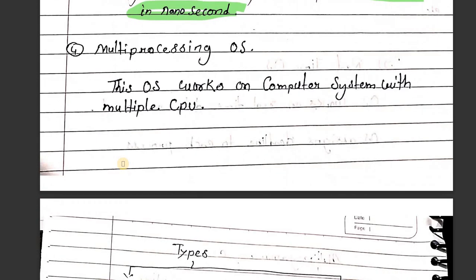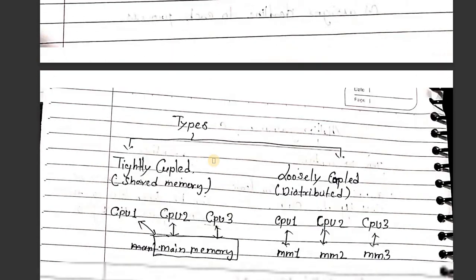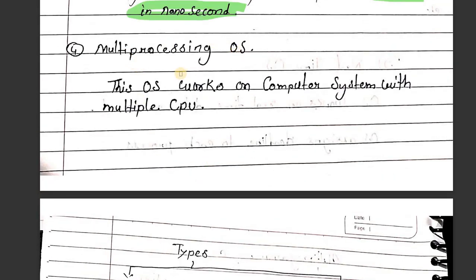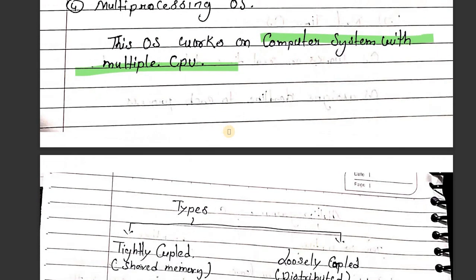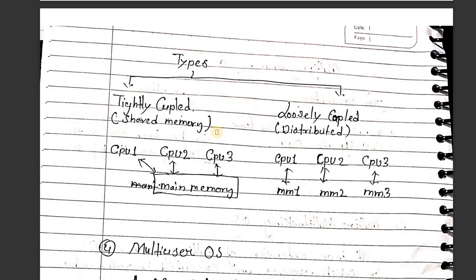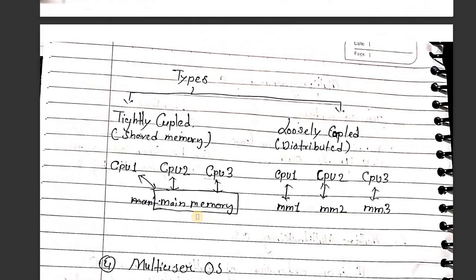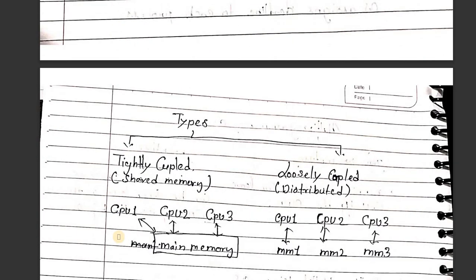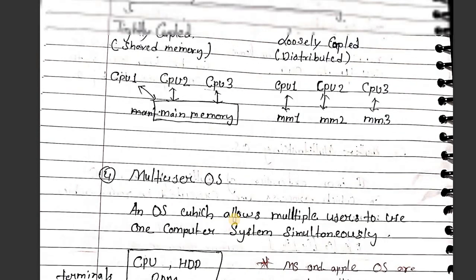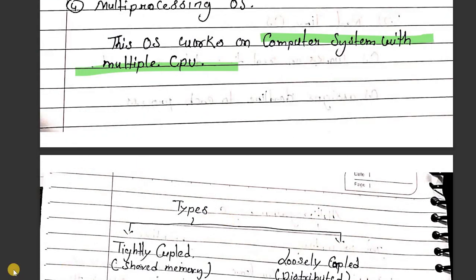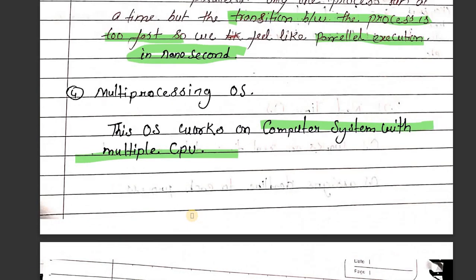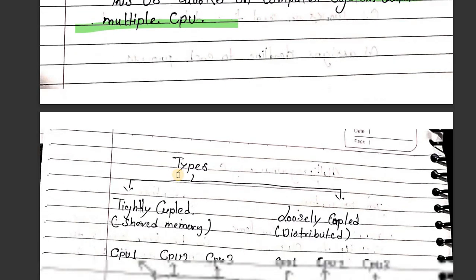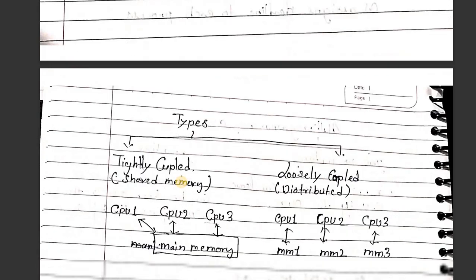The fourth one is the multiprocessing OS. This OS works on a computer system with multiple CPUs. Multiprocessing operating system means a computer system with multiple CPUs. In a home PC, we are using only a single CPU. But the operating system in which there are multiple CPUs is called a multiprocessing OS.